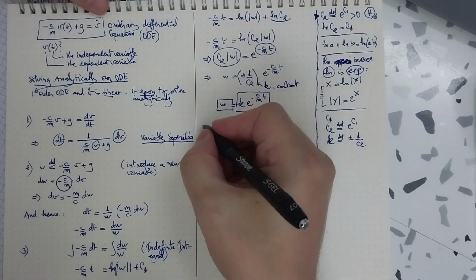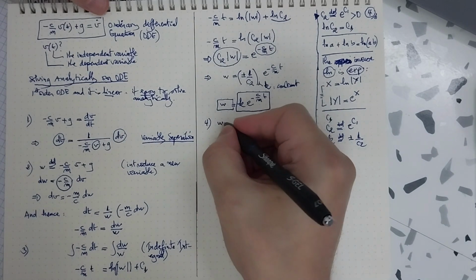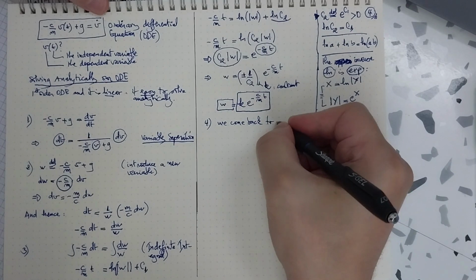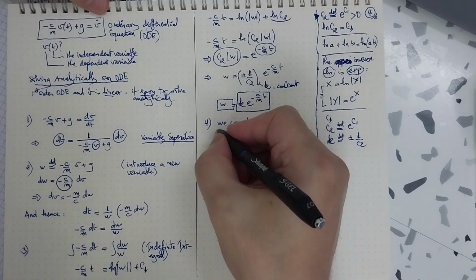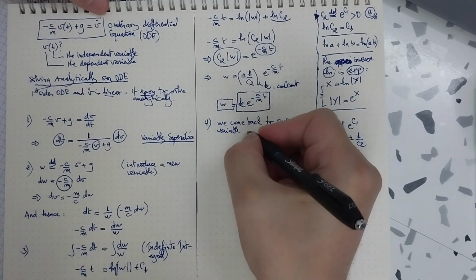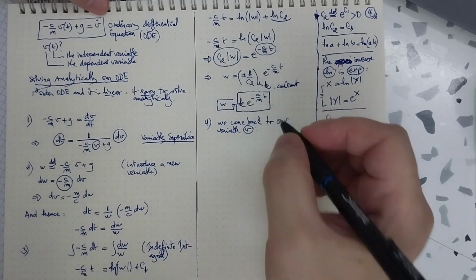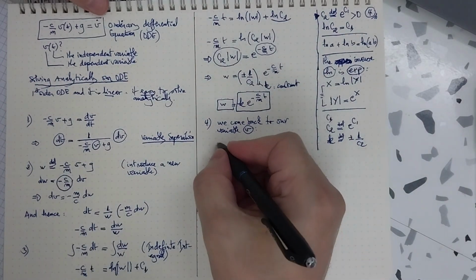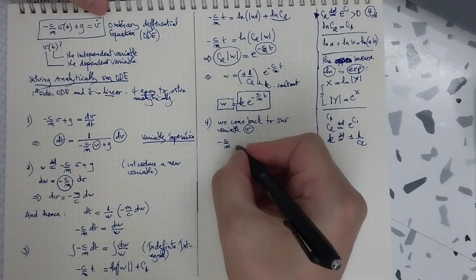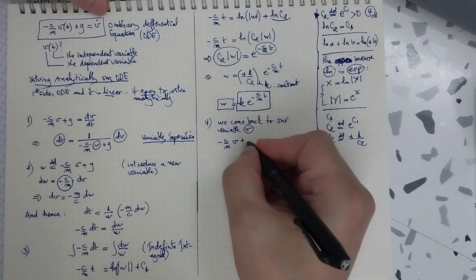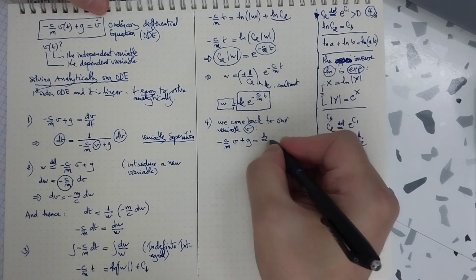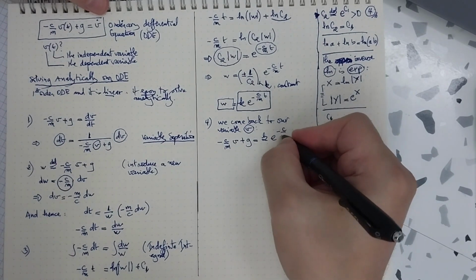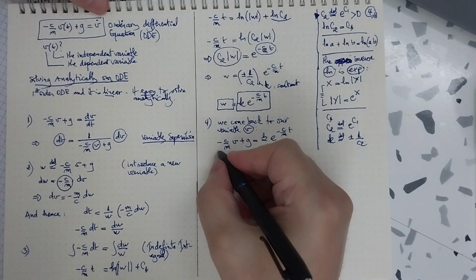We come back to our variable, the velocity. And we write it, here, W, replace it. So we have minus C over M times velocity, plus G, equal K times the exponential of minus C over M times T, and this is W.